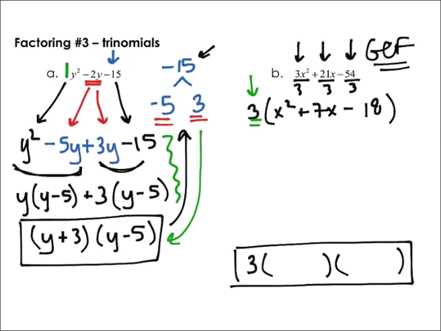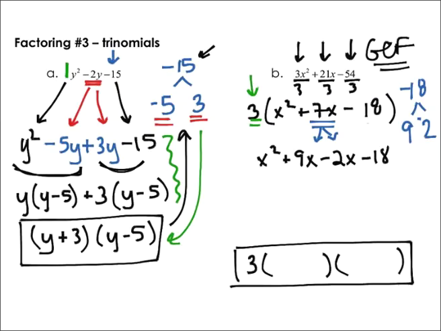We just have to figure out what goes in the 2 parentheses. So again, I'm going to look at the negative 18, that C term, and I'm going to try to come up with 2 numbers that I can multiply to get negative 18 that add up to 7. Well, 9 times 2 is 18. If the 2 is negative, 9 and negative 2 add up to 7. So again, when I rewrite this, I'm going to break up that 7 into a 9 and 2. So now I've got x squared plus 9x minus 2x minus 18.